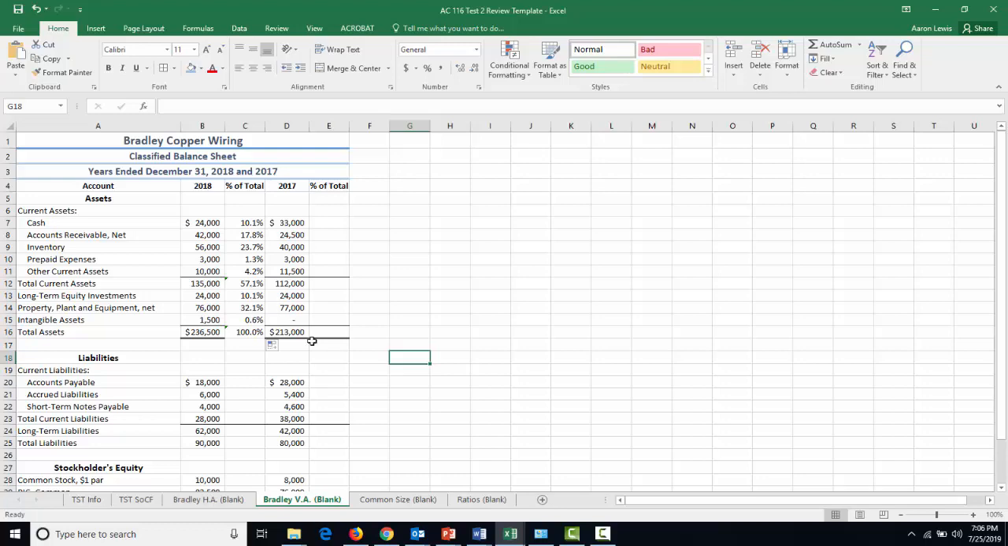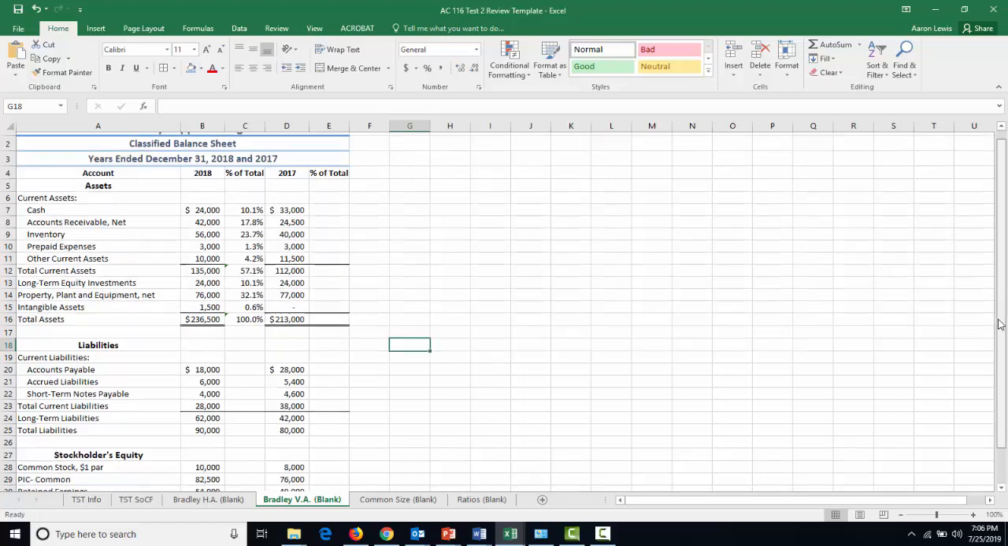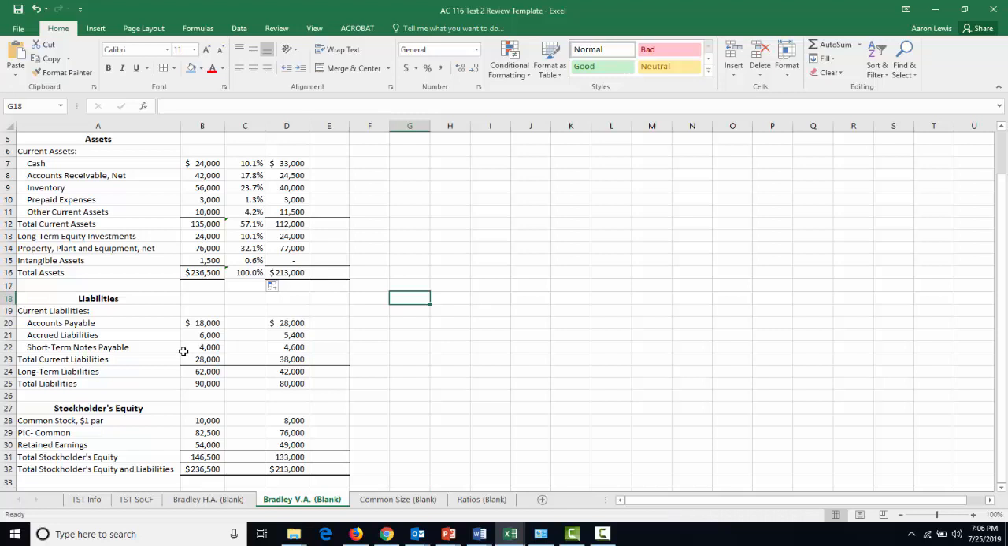We can do the same thing with our accounts payable in the liability section. So we click on the cell, we hit equals, we click accounts payable, we click divided by, and we click total stockholders' equity and liabilities, which is that same 236,500. Again, we don't want that second number changing when we use the fill handle, so let's hit F4 to make that cell reference absolute. And when we hit enter, we come up with 7.6%. 7.6% of our total stockholders' equity and liabilities is in the form of accounts payable.